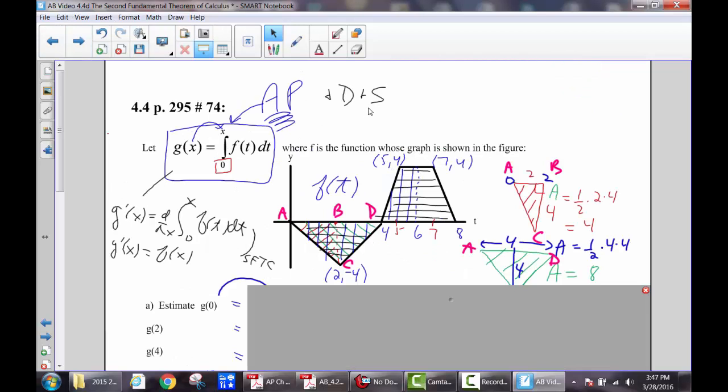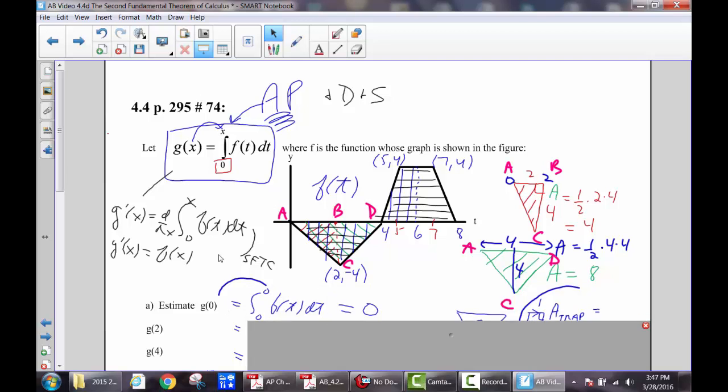Here's another similar kind of question. It says g of x equals the integral from 0 to x of f of t dt, where f is a function whose graph is given below. And it's asking you to estimate g of 0. So g of 0 is the integral from 0 to 0 of who cares what, that's 0. Next thing is estimate g of 2, which is the integral from 0 to 2.